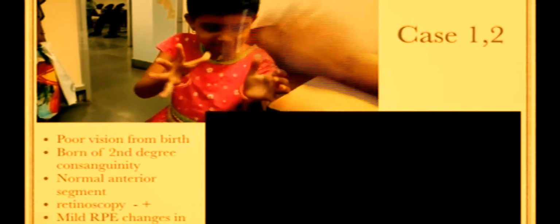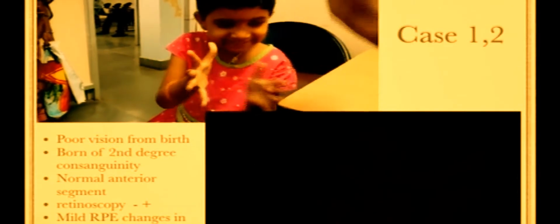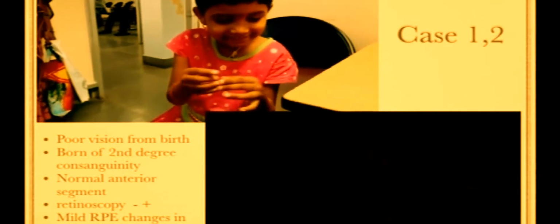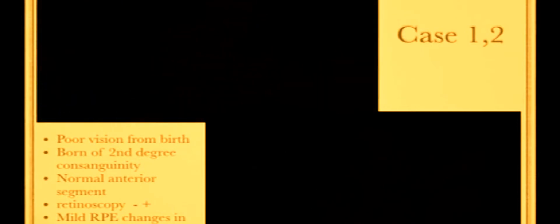So what do you do when you are faced with such children in your OPD? Anybody doing pediatric practice here? Any guesses on what the condition may be? Poor vision from birth, normal findings, retinoscopy, mild fundal changes. What would be your next approach?